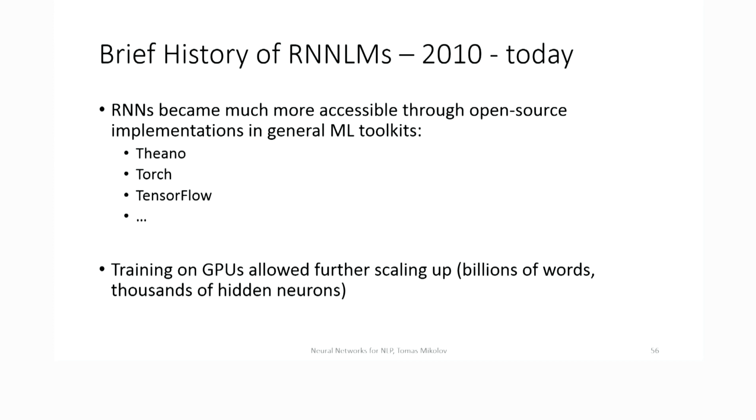Nowadays, it's very easy to work with these models because they are part of machine learning toolkits. So people don't actually need to implement them from scratch, but they can just call some function in a toolkit and it just works. And thanks to GPUs, it's also much easier to train these models quickly on much more data than what was possible before.